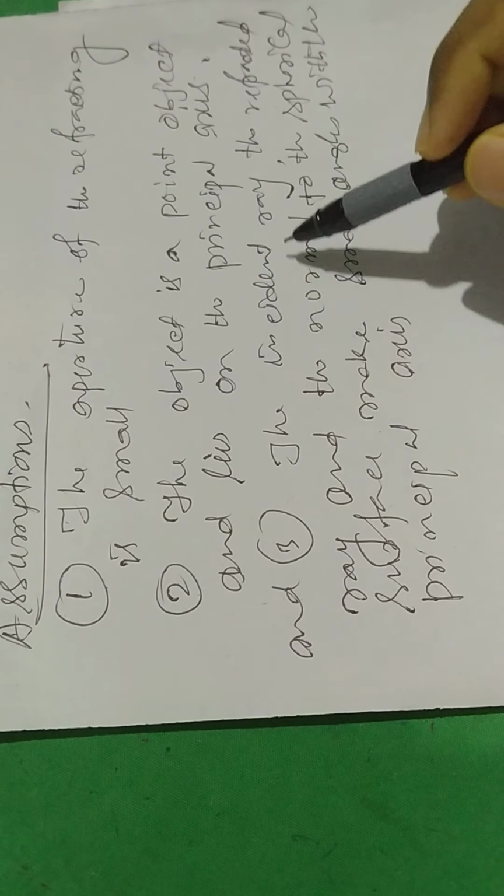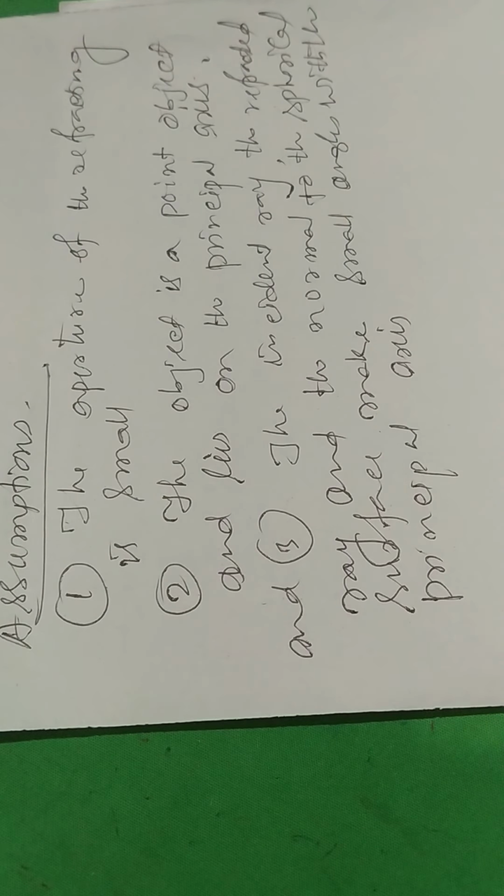So here incident ray, the refracted ray, and the normal to the spherical surface make small angles with the principal axis. There are three assumptions. Number 1, aperture of the refracting surface small. Number 2, the object is a point object and lies on the principal axis. And number 3, the incident ray, the refracted ray, and the normal to the spherical surface make small angles with the principal axis. Thank you.